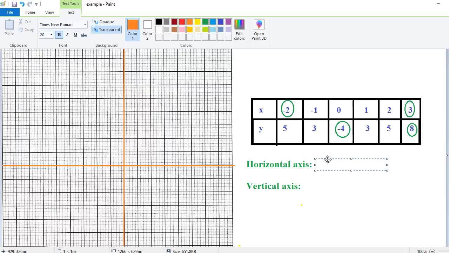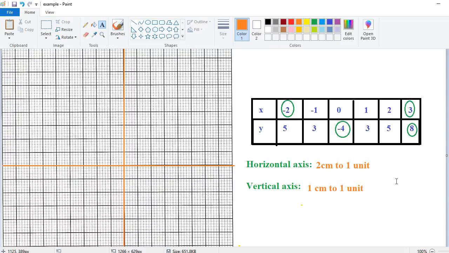So on my horizontal axis I'm going to use 2 centimeters to represent 1 unit. And on my vertical axis, I will use 1 centimeter to represent 1 unit. Okay, so let's finish this. Alrighty. So here would be 1. Here would be 2. And here would be 3.